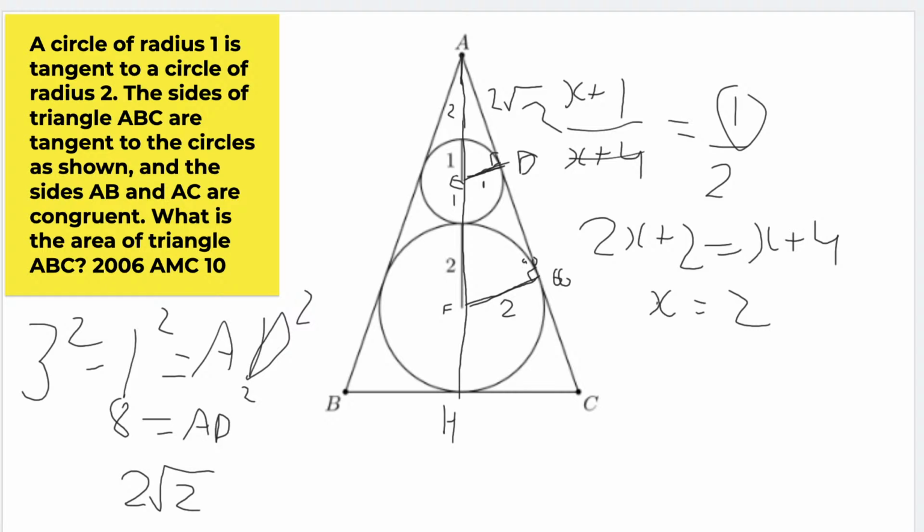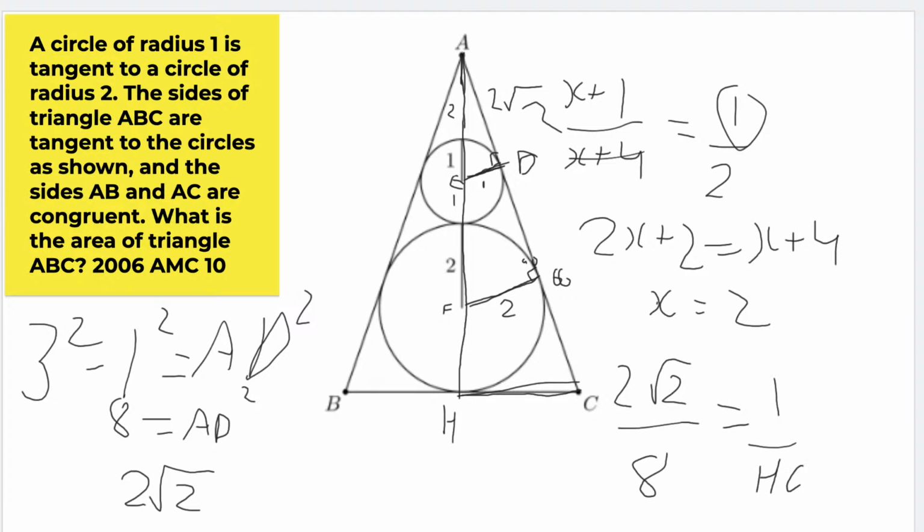We're going to use the height of this triangle, which is just 2 plus 2 plus 4, which is 8. And the height of the other smaller triangle, which is 2 square root of 2. Now we want this to be the same ratio as the base, and the base of the smaller triangle is 1, and the base of this triangle is just HC.